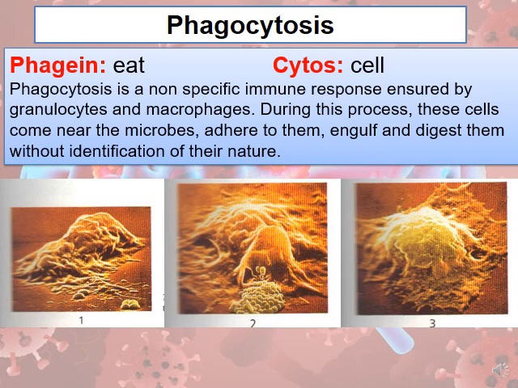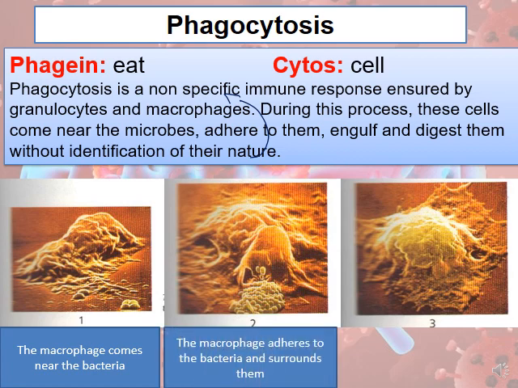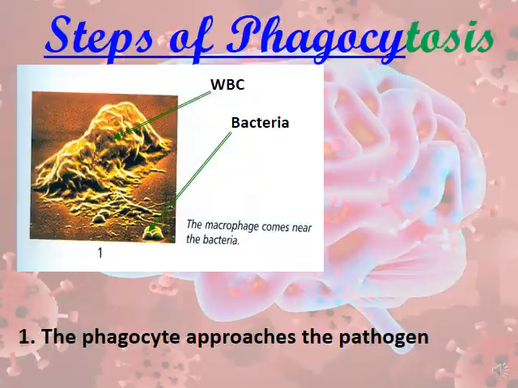It's a non-specific immune response ensured by the phagocytes, which are granulocytes and monocytes, also called microphages. These cells come near the microbe, adhere to it, engulf it, and digest it without the identification of their nature. That's why it's called a non-specific immune response. So first, the microphage comes near the bacteria. Second, it adheres to it. Third, it ingests, digests, and kills this bacteria.